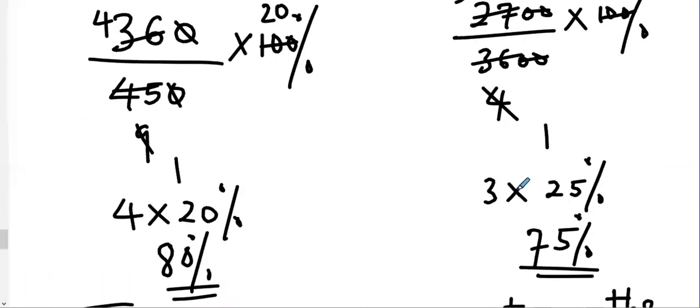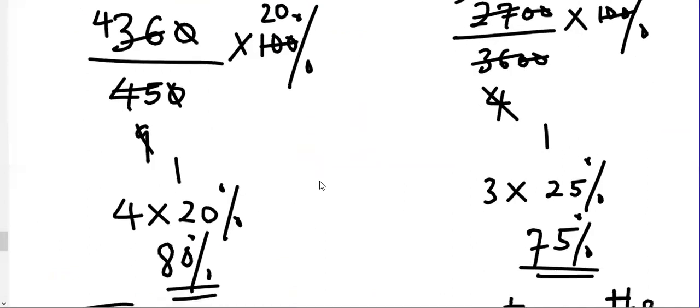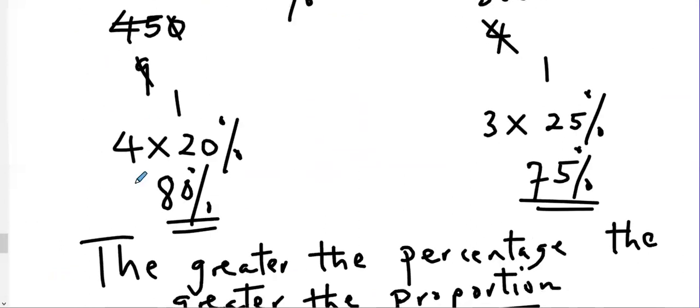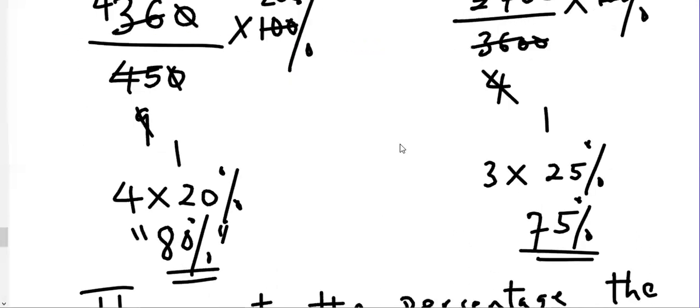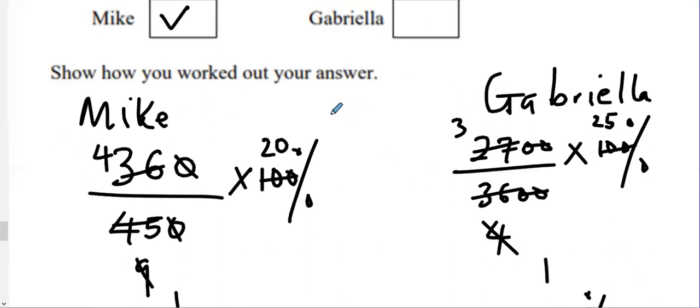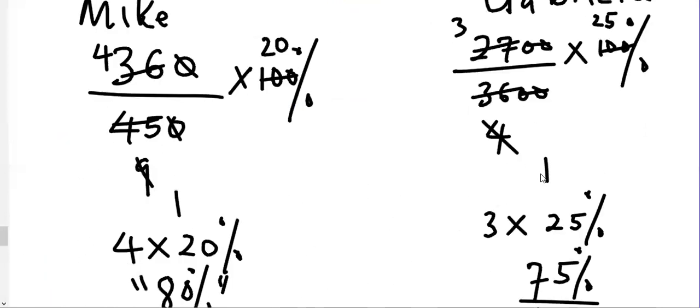Now the question is, tick to show who spends a greater proportion. So we're going to tick Mike, because Mike is the one who has got the greater percentage. Go ahead ticking here, Mike. Show how you worked out your answer. This is how we do that. So you can pause the video and take these calculations, one for Mike, another one for Gabriela. Pause that, and then we are good to go.